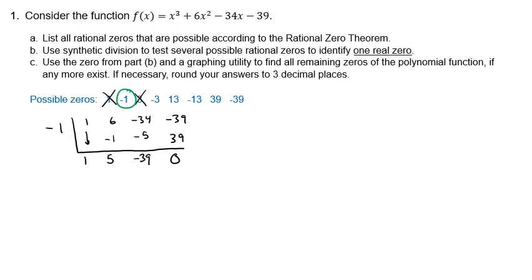Now the factor theorem says if c is a 0, then x minus c is a factor. So what we essentially have done here is we have factored this polynomial.